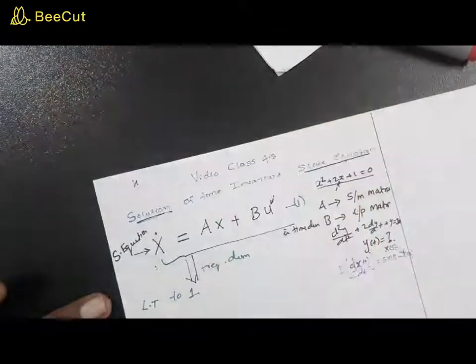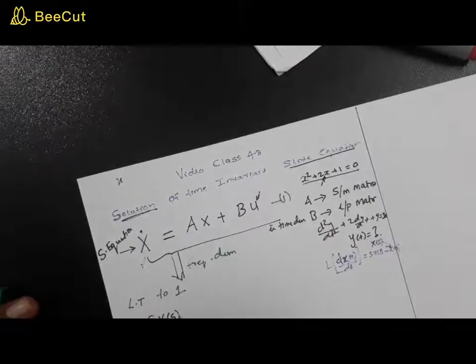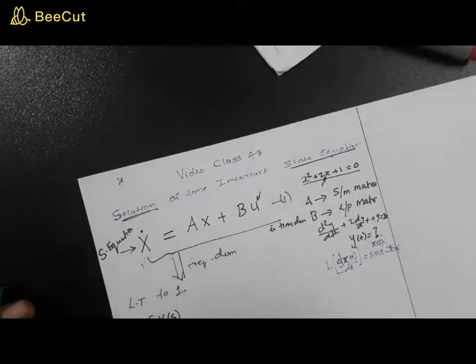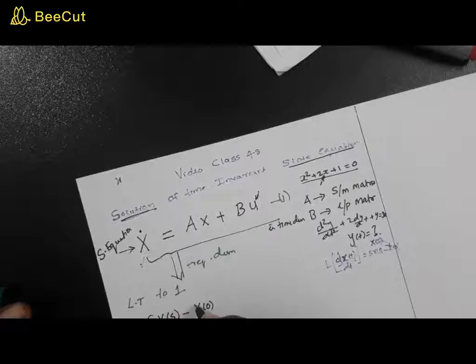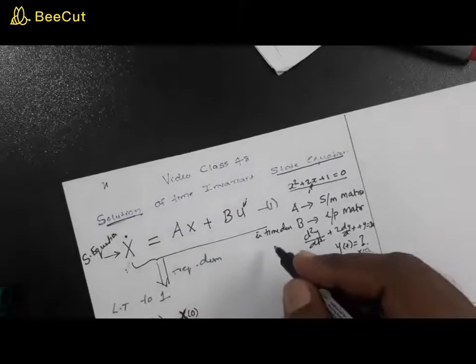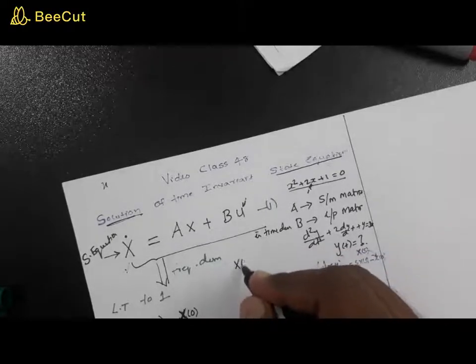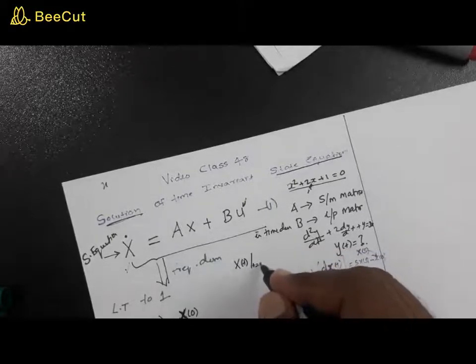Anyway, this is x dot. So when you have this x dot, this will be s into X of s minus x of 0. You can call this x of 0, or capital X of 0. The meaning is x of t at t is equal to 0.